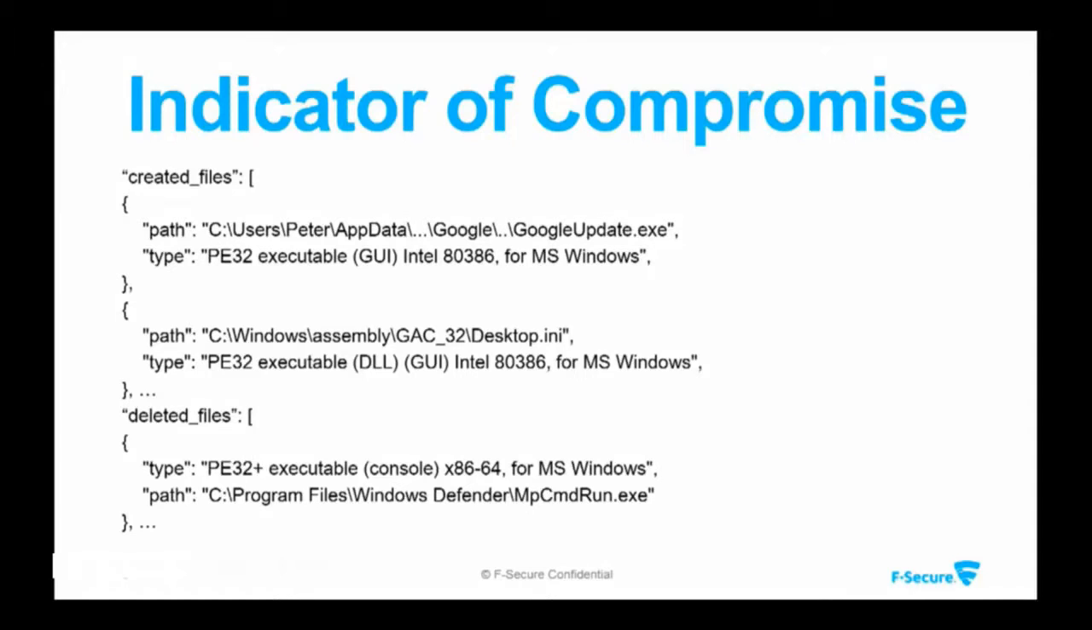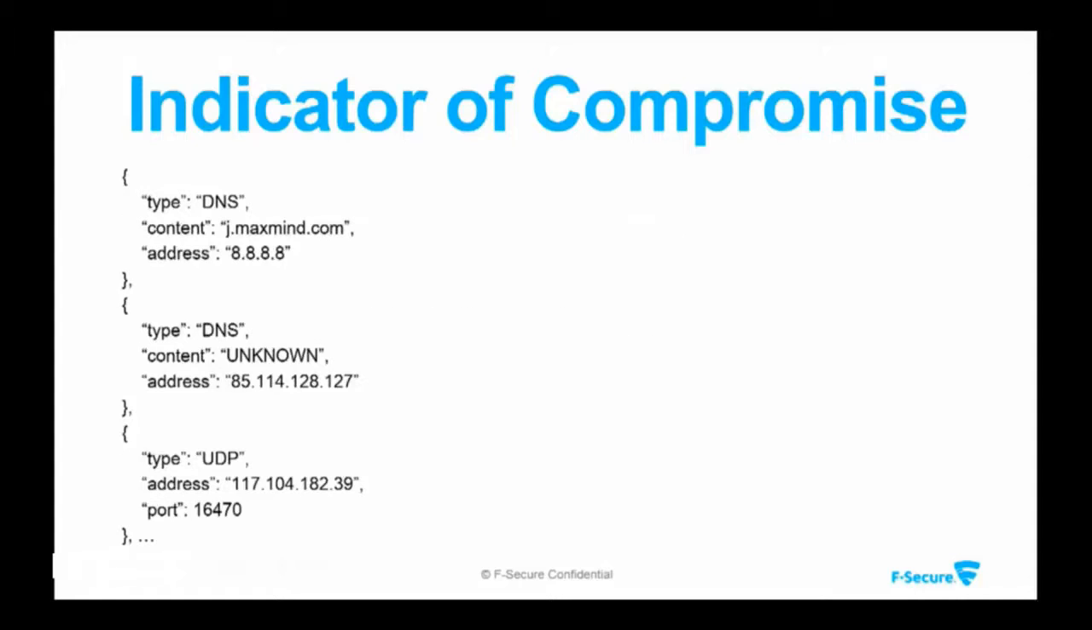indicator of compromise. And on the network, this is another malware. It tries to resolve the domain jmaxmine.com. It's actually a legitimate domain. It provides geolocation based on your IP. The malware is trying to understand where the victim is, and underneath there's an unknown.